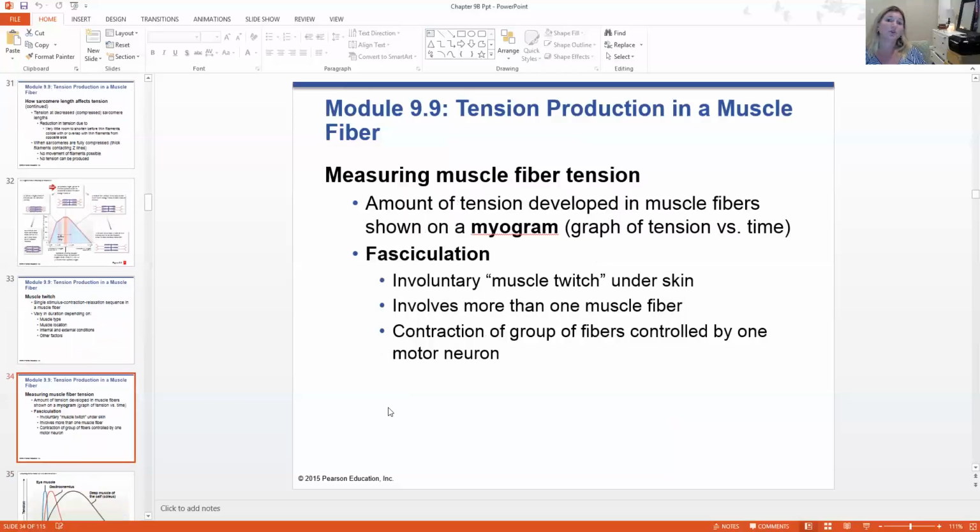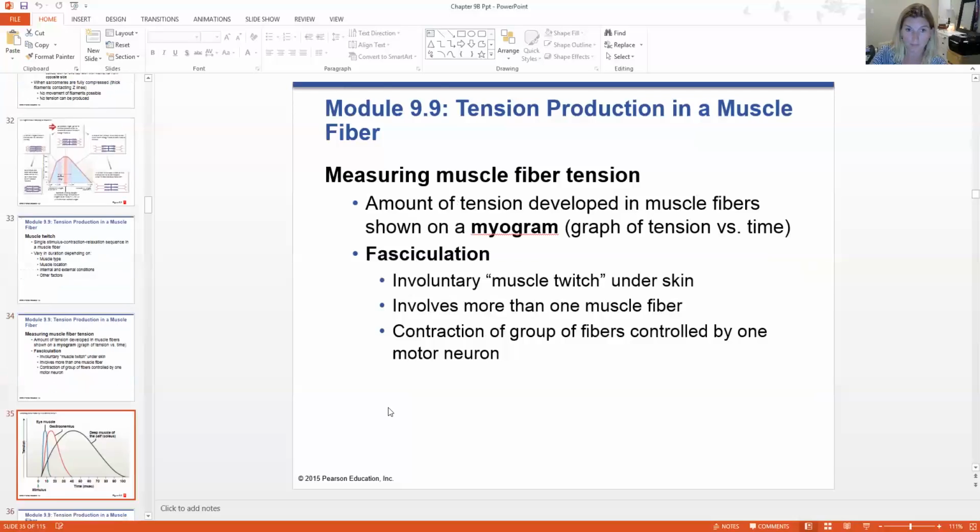So you can measure the amount of tension that's brought on by a muscle fiber by doing something called a myogram. All those things hurt if you've ever had myograms done. It's basically looking at the amount of tension that's developed on a single muscle fiber. And it uses this process called fasciculation. Fasciculation is an involuntary muscle twitch under the skin. So it's usually looking at contracting a small group of muscles, a fascicle, right? A small group of muscle fibers controlled under one motor neuron.